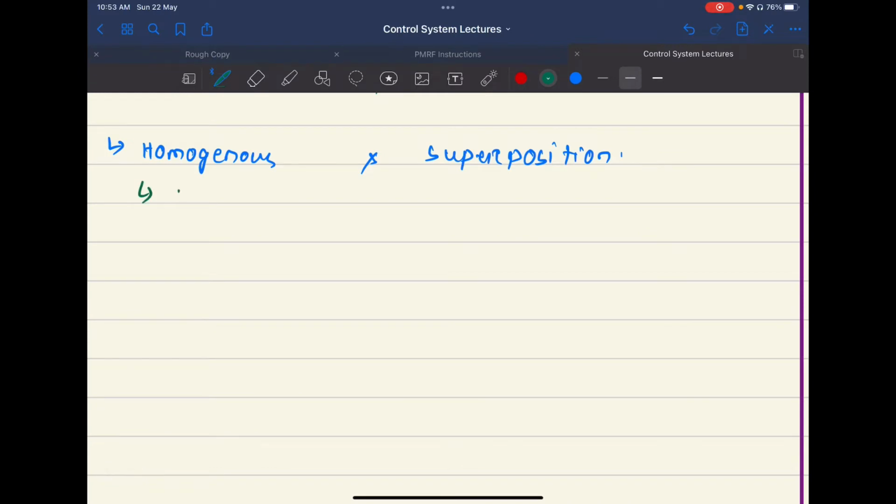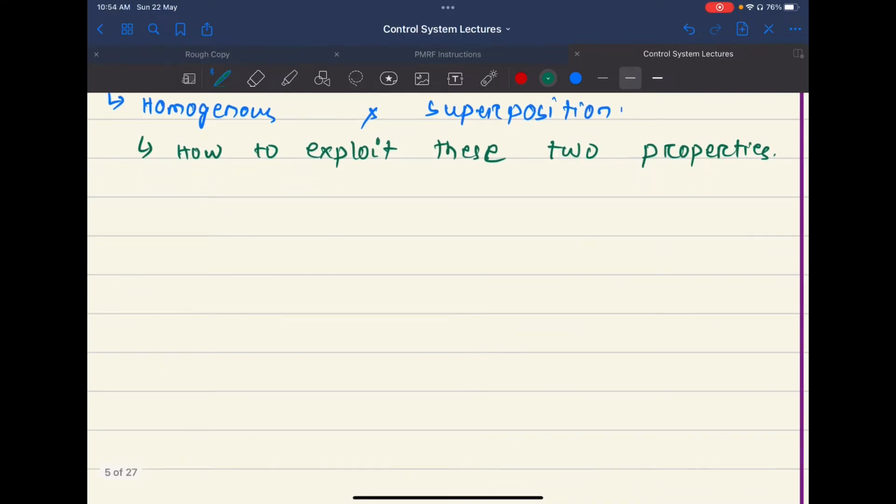So how to exploit these two properties? I don't know what's happening to my writing today. Okay, how to exploit these two properties? Before making you understand this part, I will take you a little to the side.